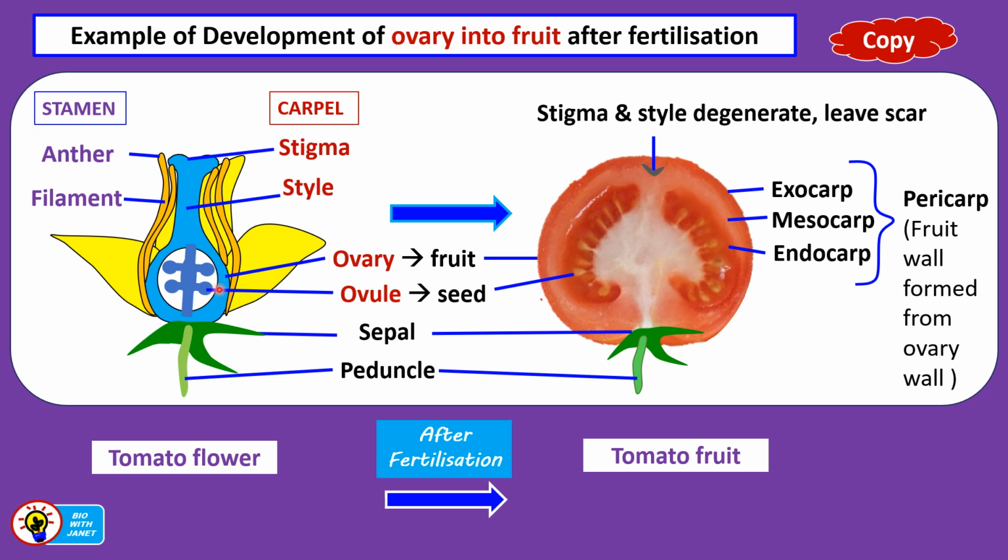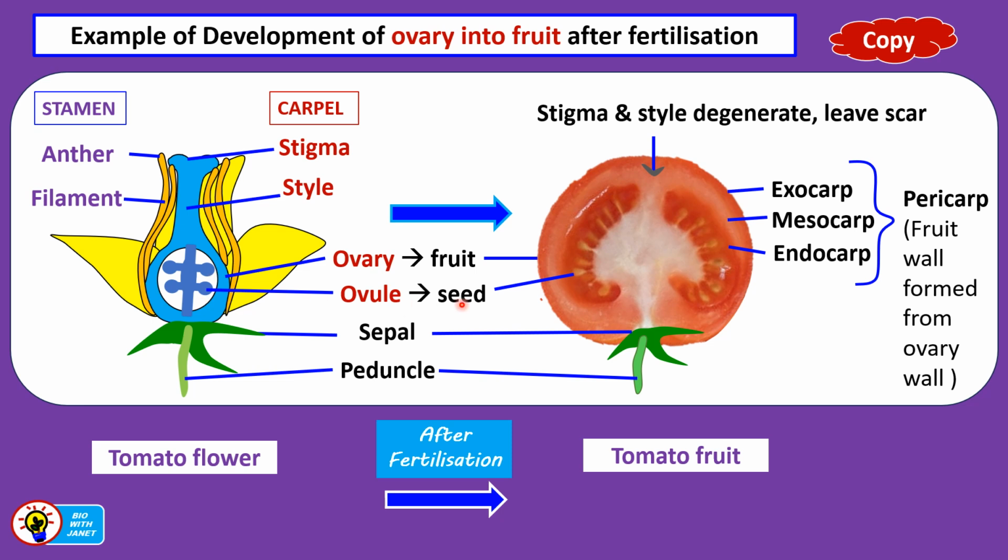After fertilization, the ovary will develop into the fruit. Now this is the fruit, and the position is the same as in the flower. So this ovary here, the blue layer, will become the red layer here, the fruit. The ovary wall consists of three parts: the exocarp, which is the skin, the mesocarp, which is the center juicy layer, and then the endocarp. All these three parts make up the pericarp, which is the fruit wall, formed from the ovary wall, the blue layer here.